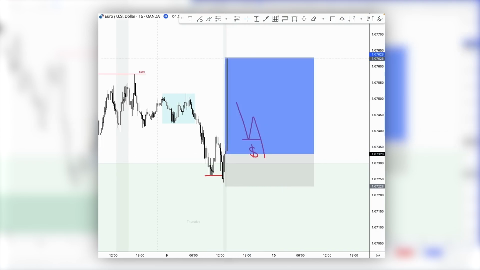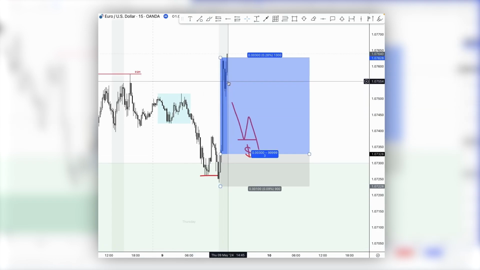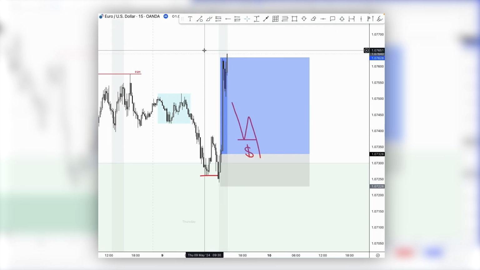And if we just play it forward, this is a trade that just absolutely exploded to the upside and ends up hitting take profit very quickly. Doesn't always happen like this. Sometimes it takes its time to get to the take profit, but that's just a variation of the market.